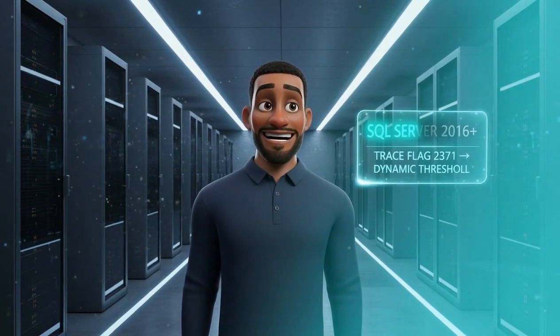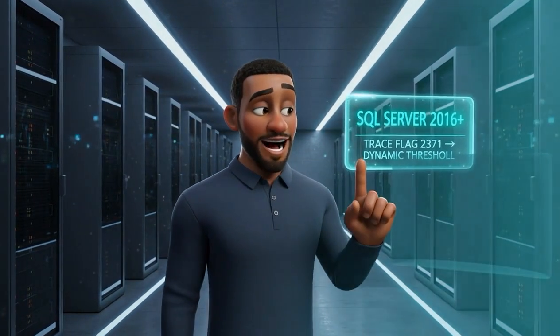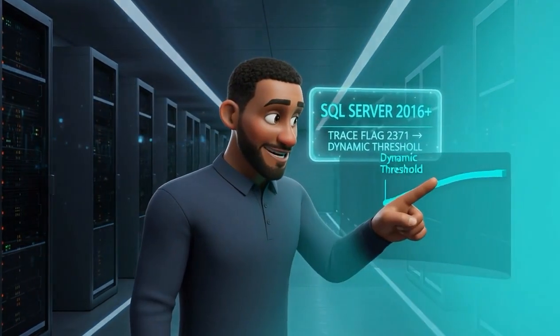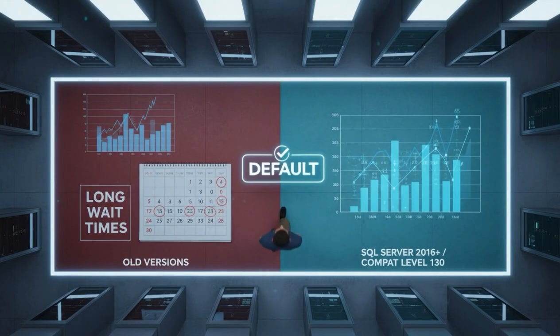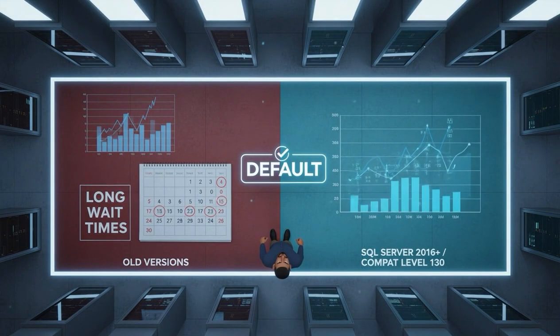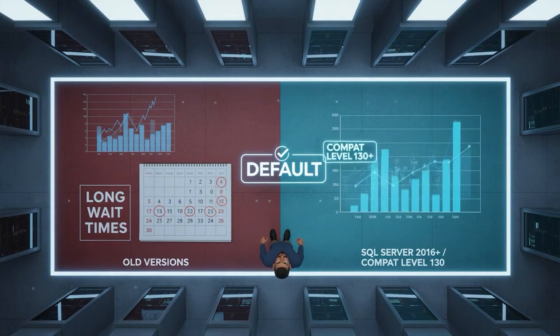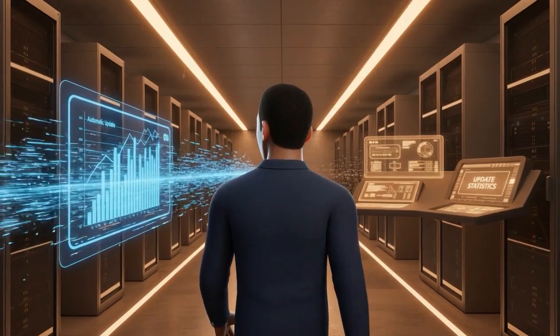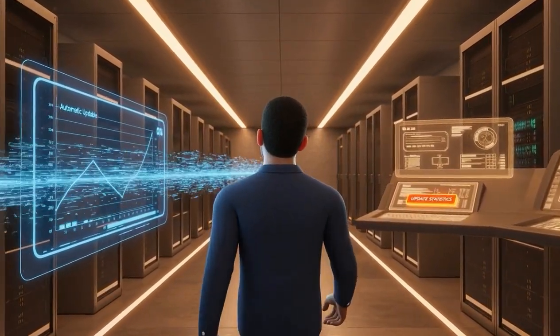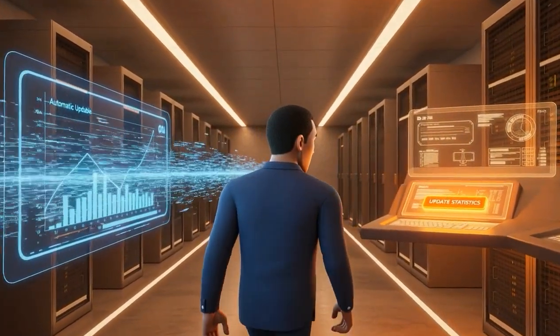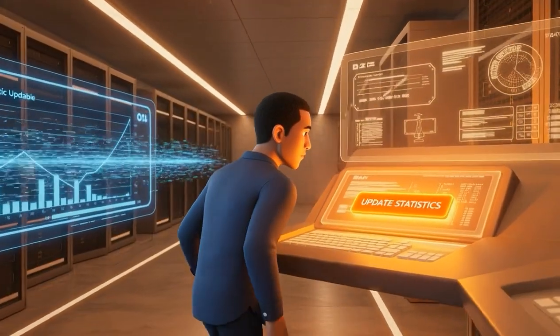SQL Server 2016 and later introduced a dynamic auto-update threshold, using trace flag 2371, which lowers the threshold for large tables. This is now the default behavior in SQL Server 2016 and above at compatibility level 130 or higher. Even with dynamic thresholds, automatic updates happen asynchronously and may not keep pace with rapidly changing data. This is why manual statistics maintenance is still important in high-volume environments.